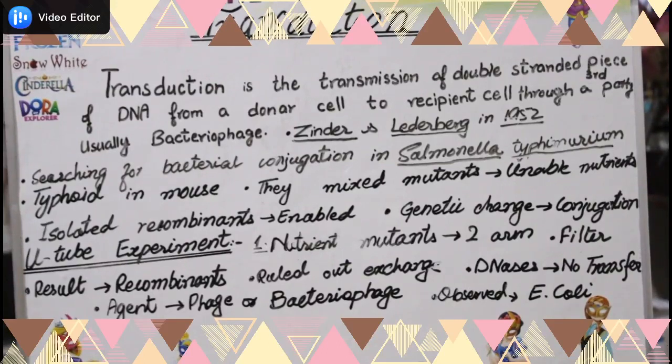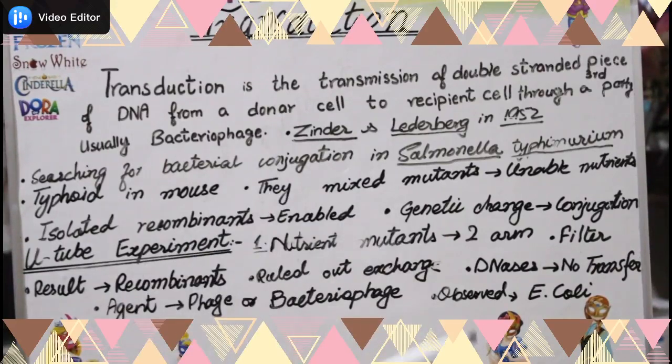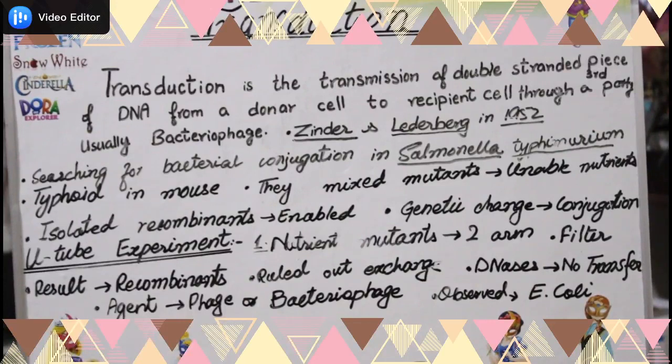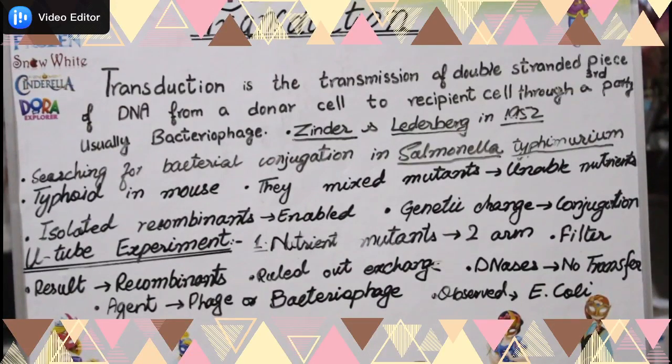But when they grew them in culture and looked at them, they found some recombinants. They saw that these recombinants, these cells, were able to produce all of these nutrients. So what changed these bacterial cells? What enabled them to produce all these types of nutrients? They had not produced these bacterial cells in a way that they could produce them. So the result was again unexpected.